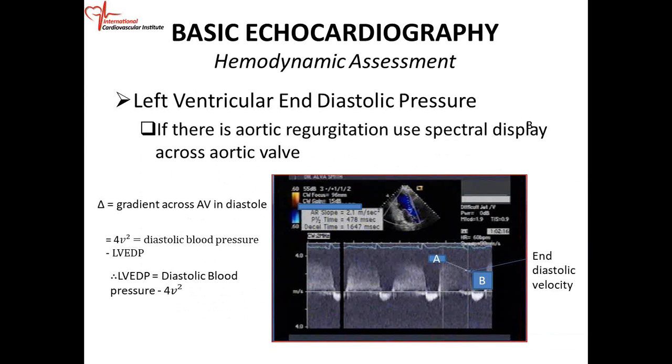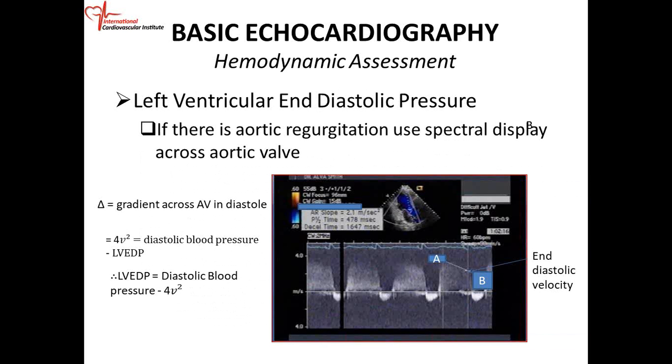Because for whatever reason, your LV is not working properly. And if the LV is not working properly, the first thing that's going to happen, the pressure is going to go up. So that's a hallmark. So how can you calculate your left ventricular end diastolic pressure? Simple. The same principle that we use for your pulmonary artery diastolic pressure, the same principle.